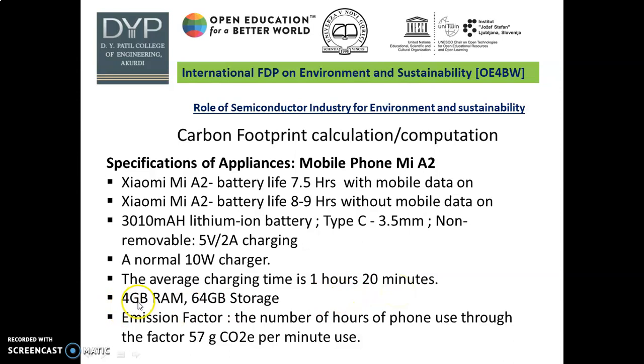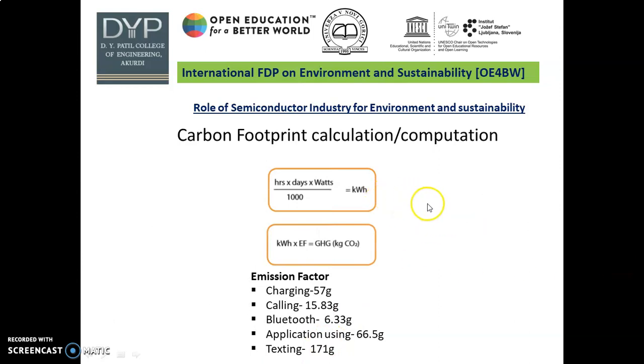Suppose we have a mobile phone with 4 GB RAM and 64 GB storage, and the emission factor is the number of hours of phone use times the factor of 57 gram of CO2 footprint per minute of use. For this carbon footprint calculation, hours multiplied by days multiplied by the watts used, divided by 1000, will give you the kilowatt hour, and then kilowatt hour multiplied by the emission factor will give the greenhouse gas emission or the carbon footprint in kg CO2.